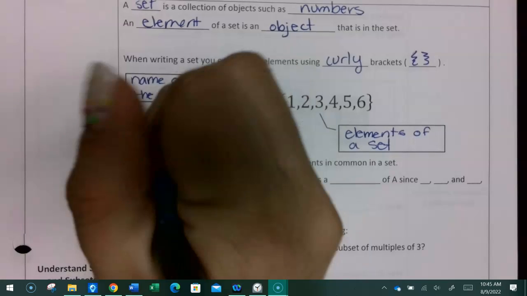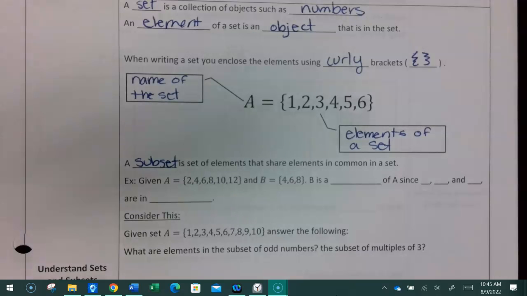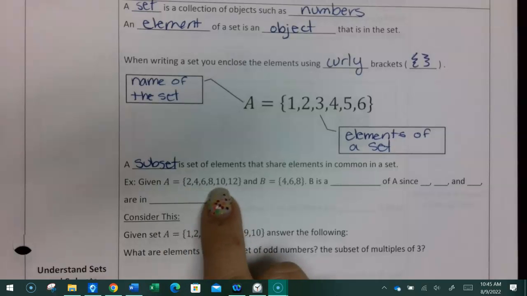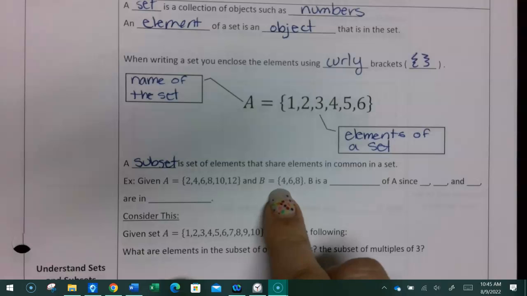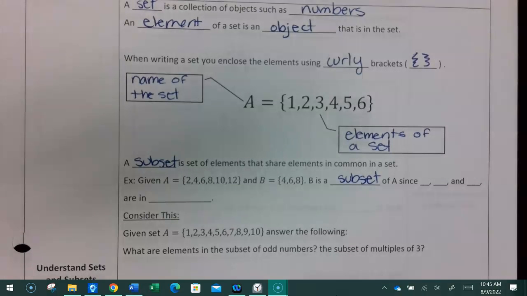So the next thing we have is a subset. This is a set that's made from numbers from the original set. So it's a smaller set. Okay, so I have an example. Given A is the set of 2, 4, 6, 8, 10, and 12, and B is 4, 6, 8. B is a subset of A. Because which numbers does B have that are also in A? 4, 6, 8.